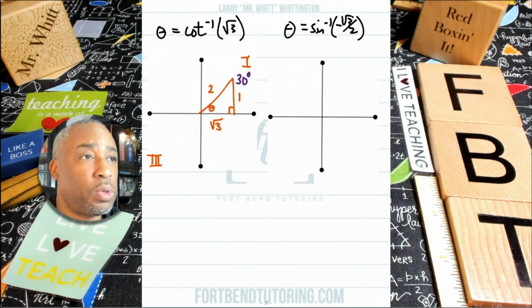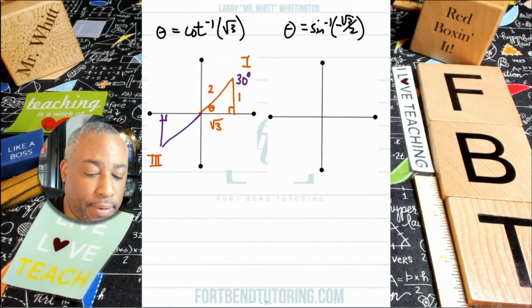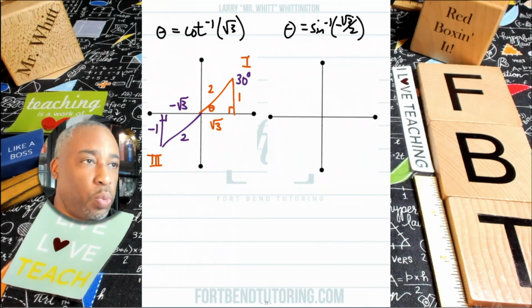And now to find out what's going to occur in the third quadrant. In the third quadrant, we can set up our right triangle, and we're going to have a value for x that's going to be negative square root of 3. And you'll have negative 1 for y, and once again, the hypotenuse will be 2. The hypotenuse is always positive, guys.